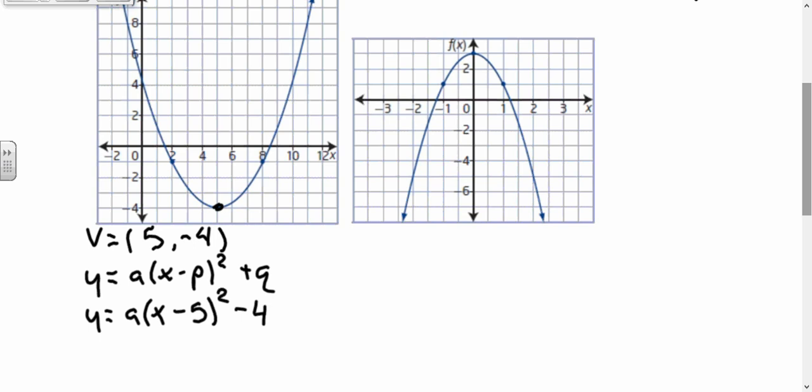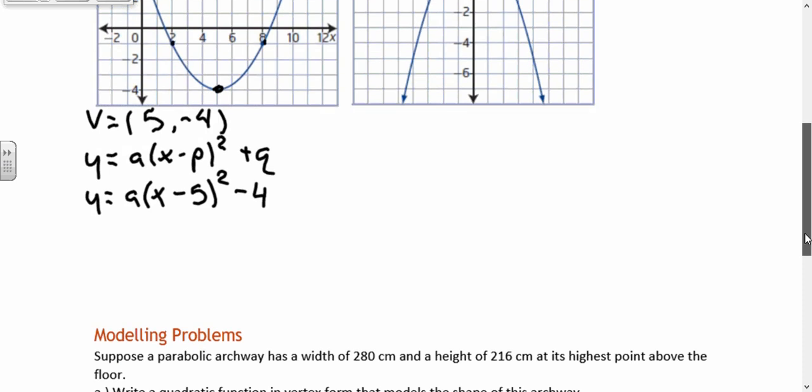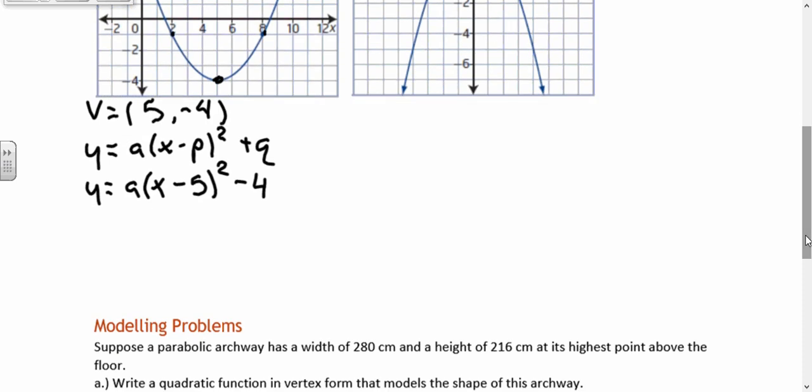Now, I notice I have 2 clear defined points on this graph. Really, the key to creating a vertex form equation is making sure that we have our a value. The only way we're going to be able to find our a value is if we plug in something for our x and y. So I'm going to use this point here because that point is a little bit easier.